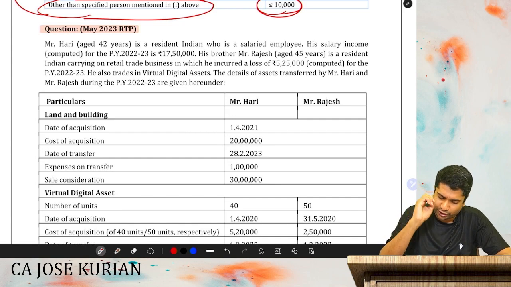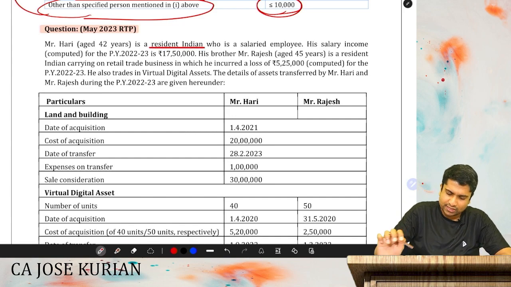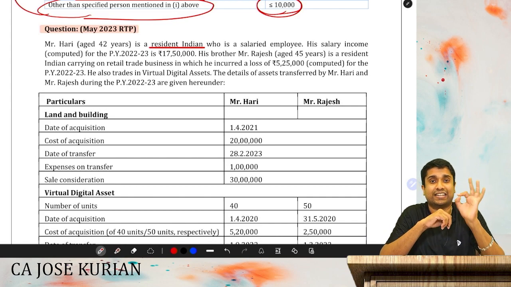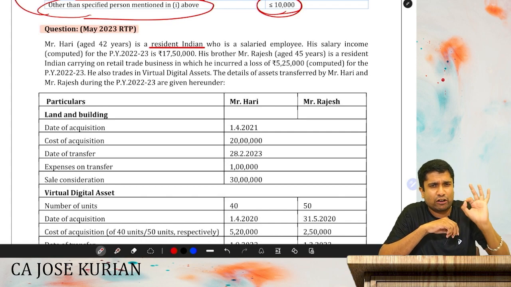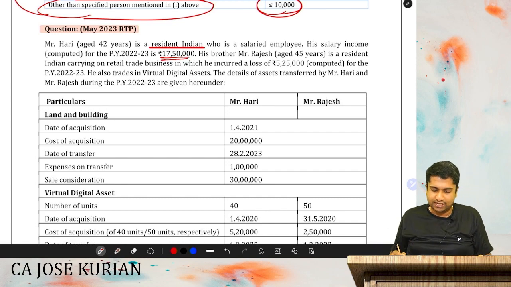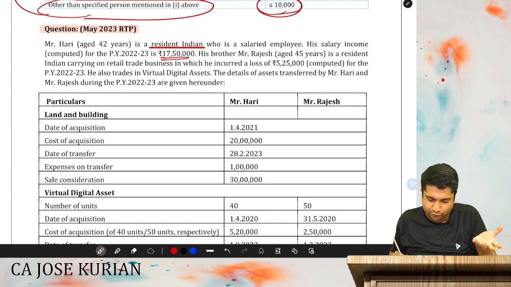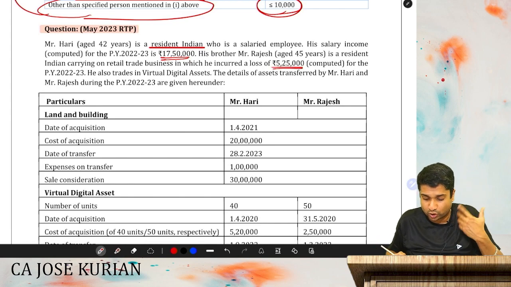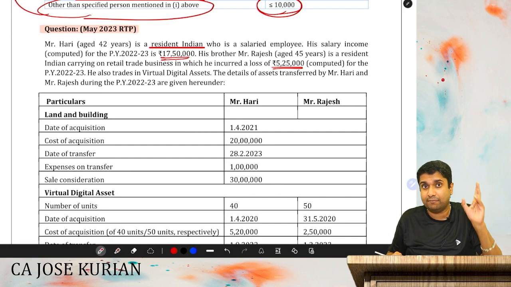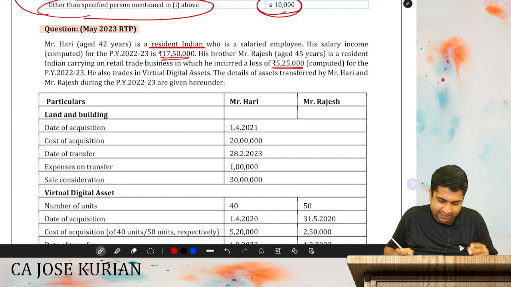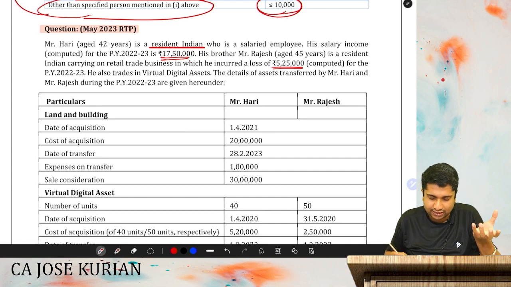Mr. Hari, aged 42 years, is a resident Indian who is a salaried employee, and his salary income is computed. What do you mean by computed? Computed means all the standard deductions and other deductions, exemptions, everything have been computed. Income from the head salary is given, that is 17,50,000. His brother, Mr. Rajesh, aged 45 years, is also a resident Indian carrying on retail business in which he incurred a loss. So he has a business loss of 5,25,000, which is also computed. Alright. So the first person has a salary income, the second person has a business loss. Now, for previous year 22-23, he also trades in virtual digital assets. So Rajesh also trades in virtual digital assets.